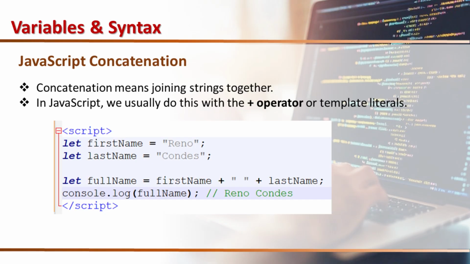Next, let us discuss JavaScript concatenation. Concatenation means joining strings together. In JavaScript, this is usually done using the plus operator or template literals. By using the plus symbol, you can combine two or more string values into a single string.